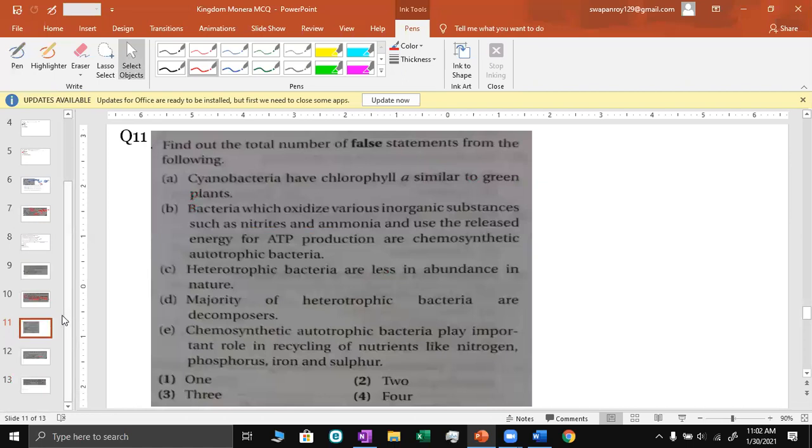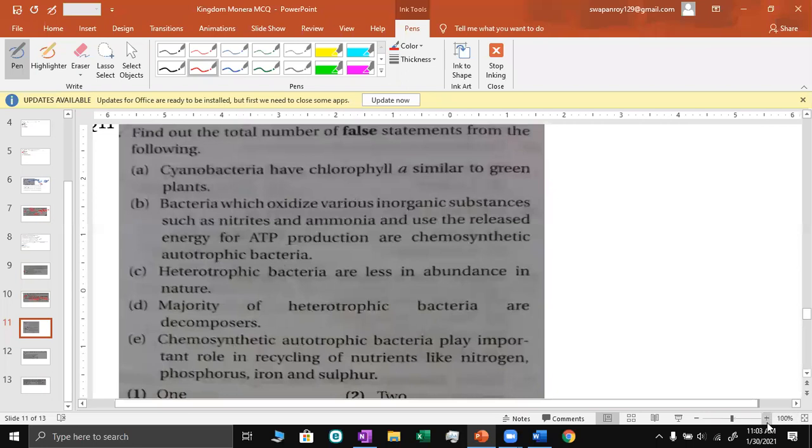Number 11, here the question is very long. Find out total number of false statements from the following. How many false statements are there? Read it, and if you can read, yes. Cyanobacteria have chlorophyll A similar to green plants. This is true. Bacteria which oxidize various inorganic substances are chemoautotrophic bacteria. This is also true.